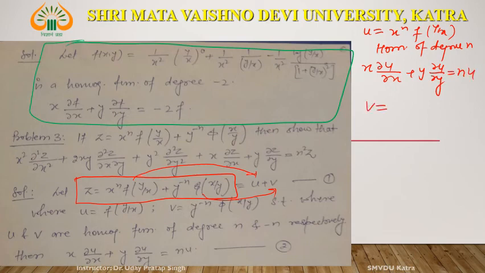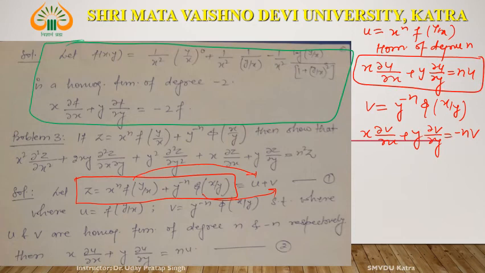Similarly, what is v? v is equal to y to the power minus n times a function of x by y. This is homogeneous. Then x ∂v/∂x plus y ∂v/∂y is equal to minus n into v, right? See, these two equations are the key equations to solving this problem. Right? Now, what we have to do?